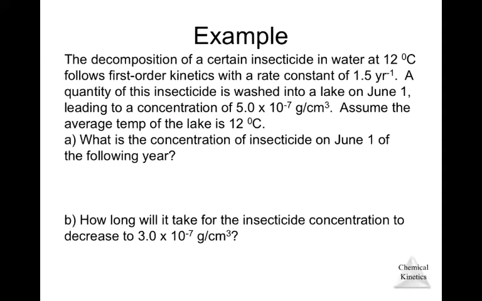So this is a way you can apply this. This might be something you might be asked to do on the AP. So a decomposition of a certain insecticide in water at 12 degrees Celsius follows first order kinetics. So we know we're dealing with the first order rate law with a rate constant of 1.5 per year. And so some amount of this insecticide goes into a lake on June 1st, leading to a concentration of 5.0 times 10 to the minus 7th grams per centimeter cubed. Assuming the average temperature of the lake is 12 degrees, which is convenient, right? We want to figure out what is the concentration of this insecticide after a year, and then similarly, how long will it take for that insecticide to fall to a certain concentration? In this case, 3.0 times 10 to the minus 7.